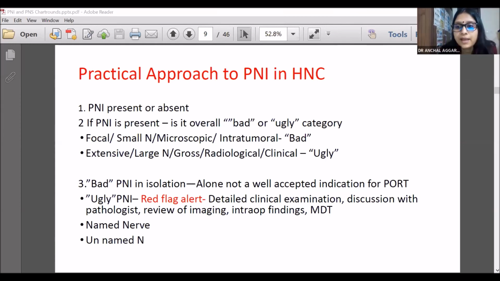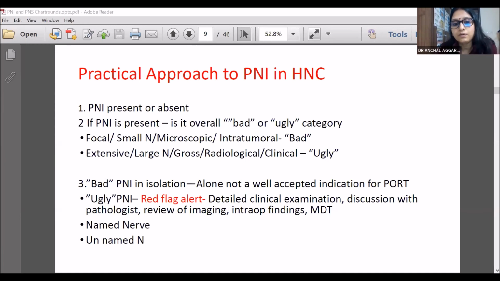There is one more slide to Dr. Ajay's question, which he asked: if the nerve is positive, then how do we go about it? So we define the nerve involvement into 3 zones. There is a paper which tells us that we have to divide each nerve into zone 1, zone 2, and zone 3.